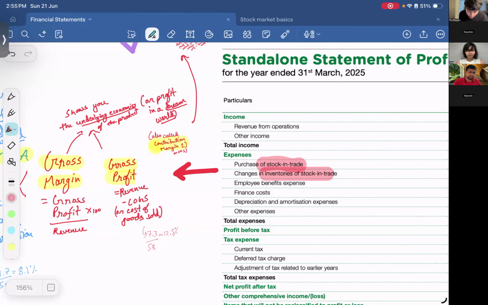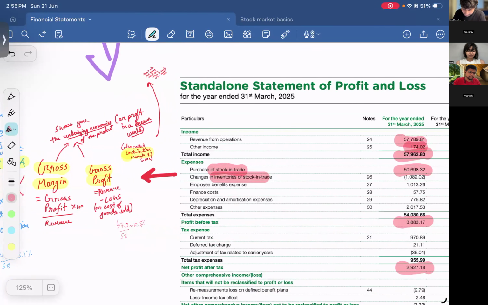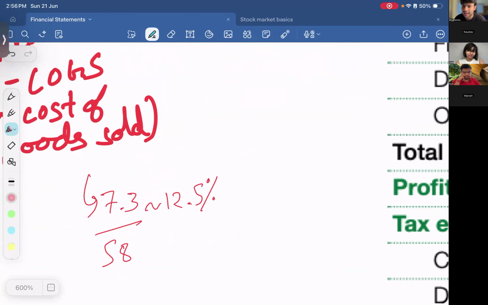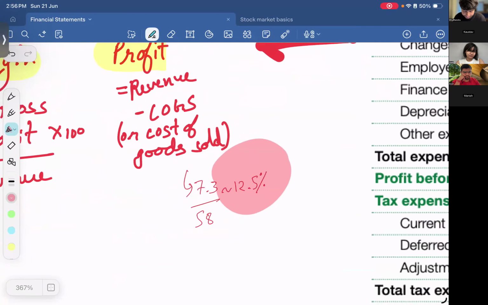Now, in this case, how would I calculate it? I would simply look at 57.9, which is their overall revenue. So let's assume it's 58. For this moment, I'm avoiding the changes in inventory. Let's keep it simple for everyone to understand. Simply the purchase of stock in trade, which is 50.7. So 57.9 minus 50.7 is basically 7.3, which is this number that you see here. Now I divide 7.3 by 58, which is basically your revenue. What that gives me is 12.5%. That is their gross profit.